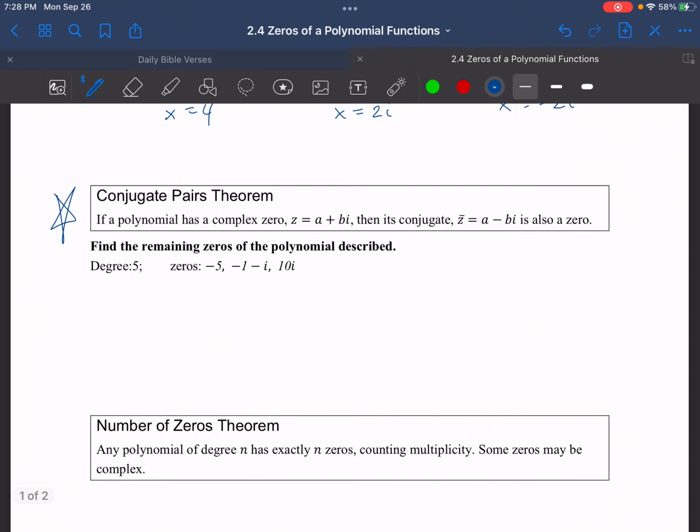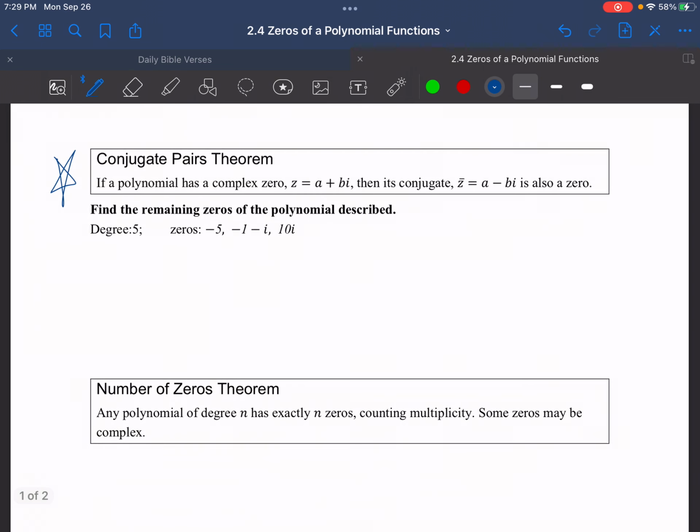It says find the remaining zeros of the polynomial described. They tell us it's degree 5, but then they only give us 3 zeros. They give us 3 zeros, even though there are 5 zeros. So what are the remaining zeros?